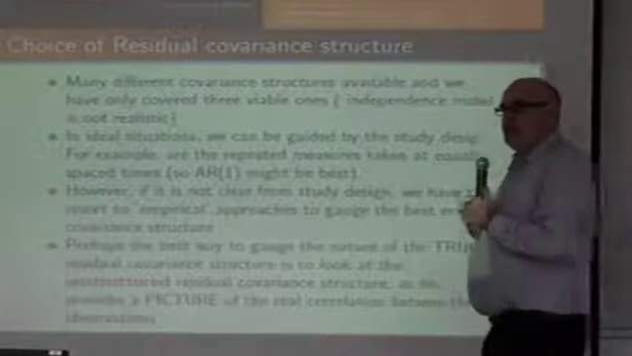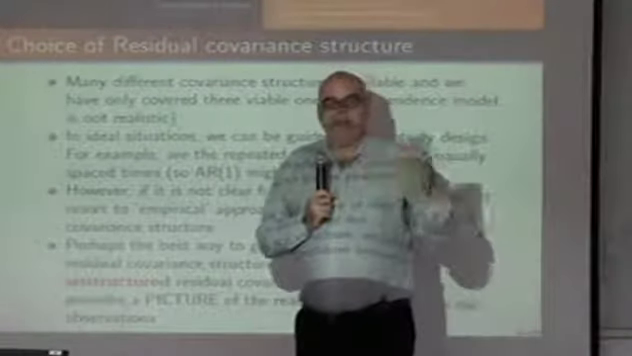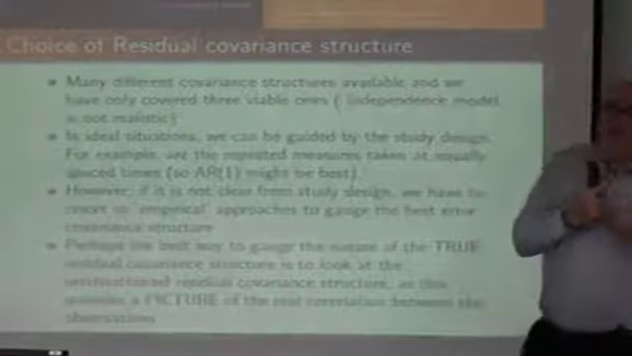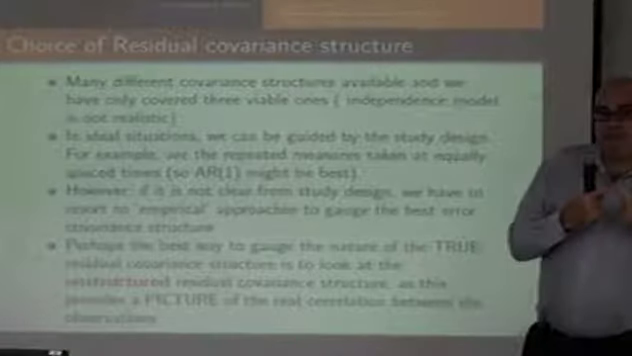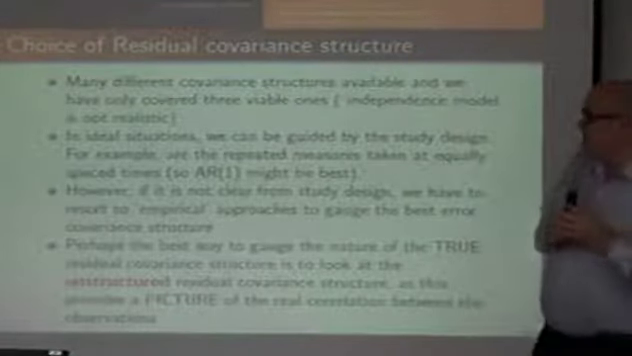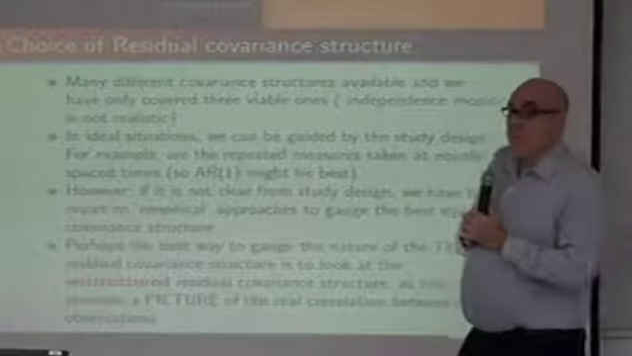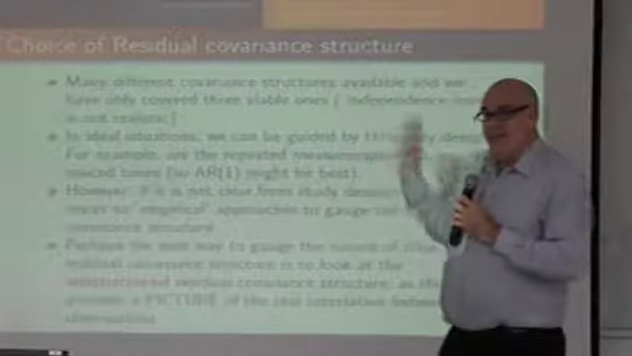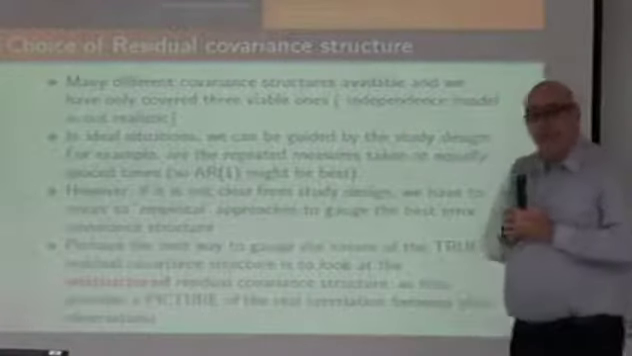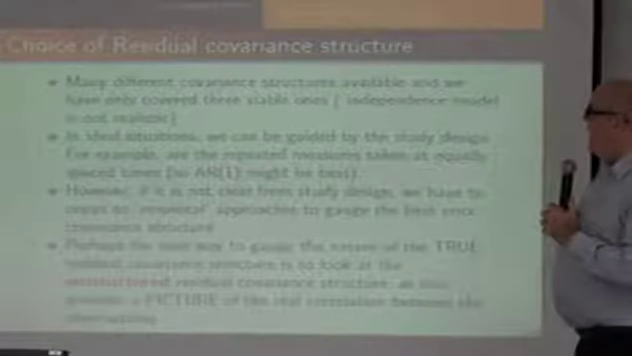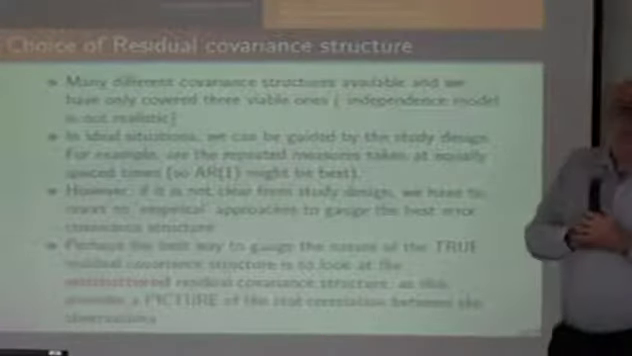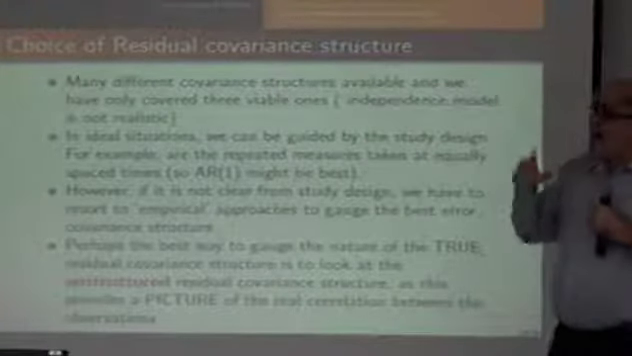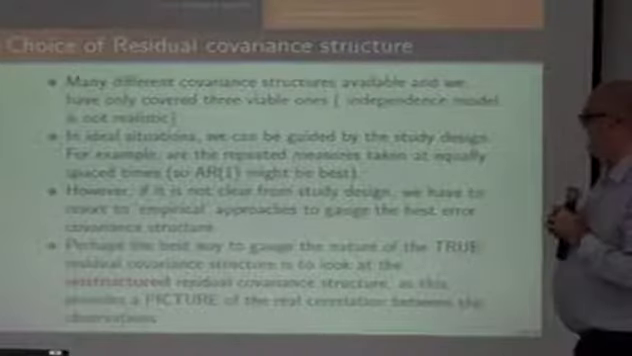So how do we choose? I've covered 3. The first one, the independence one, there's no way we would pick that. It's unrealistic. Unstructured, compound symmetry, and autoregressive. How do we choose which of those 3 or some hybrid between them? And there are different ones other than those, but these are the 3 main ones. How do we choose which one? In an ideal situation, we can be guided by the study design. So if we have equally spaced time points, an autoregressive might be a good choice.